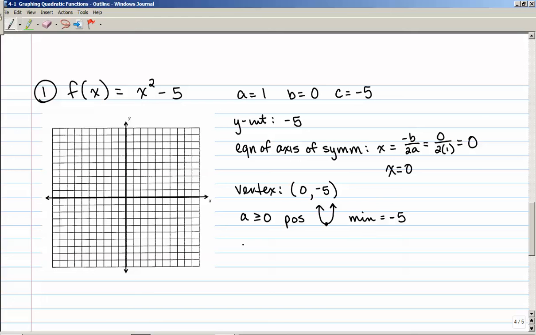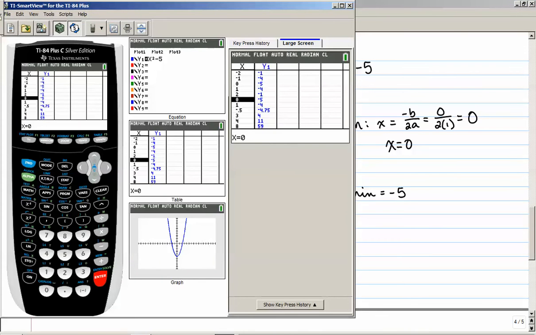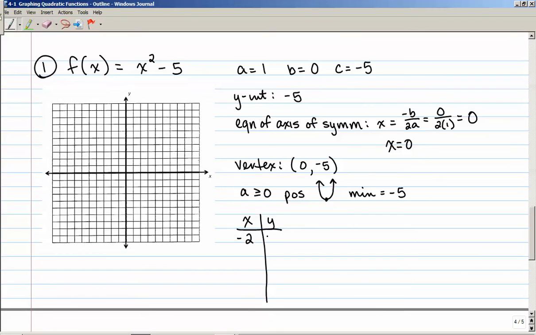Now let's go ahead and make a table, and since I already graphed this, I'm just going to pull my table off of my calculator here. So I had -2, -1, then -1, -4, 0, -5, 1, -4, and 2, -1. And you should see symmetry here in your y values. In other words, these two on the top and bottom should be the same. The two around the vertex should be the same as well.